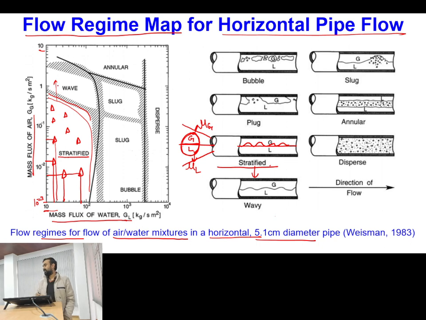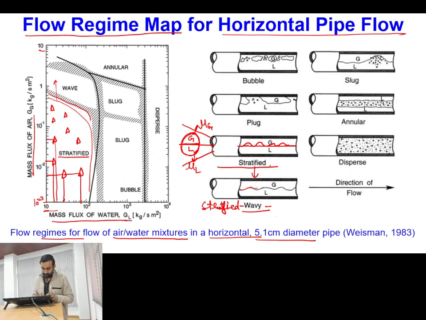So what we were discussing: once we increase the gas flow rate, mass flux, keeping the liquid flow the same, then because of the inertia of the gas, there will be some disturbances in the liquid. When these disturbances are very smooth and are not leading to instabilities, then we call this wavy, or many times also stratified wavy flow. So this is the design.